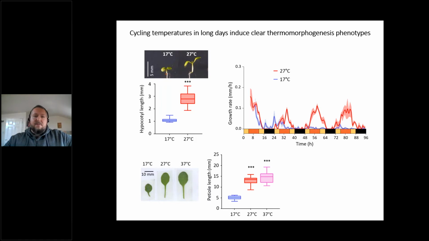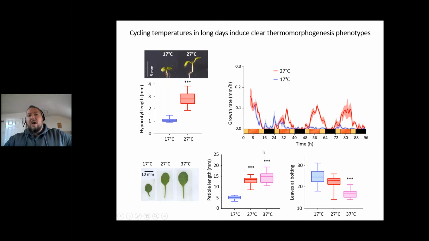We also checked other phenotypes and found that our conditions induce strong petiole elongation. And we also looked at flowering time, where our conditions only had a small accelerating effect, at least at 27 degrees. Only if you cranked up the temperature to 37 degrees did you get significantly accelerated flowering in Arabidopsis.